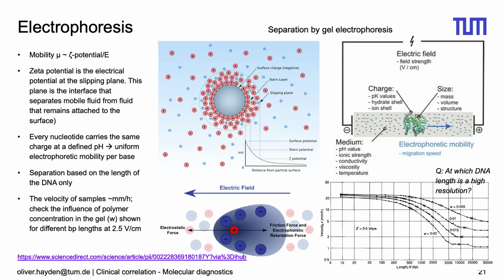Okay, do we also see this? You see here the velocity in millimeters per hour versus the length scale in base pairs. Those are experimentally derived curves at a field strength of 2.5 volts per centimeter. The question for you is, where would you have the highest separation power? Any idea? Exactly, where the gradient is the highest. So that is about the regime you would like to have.